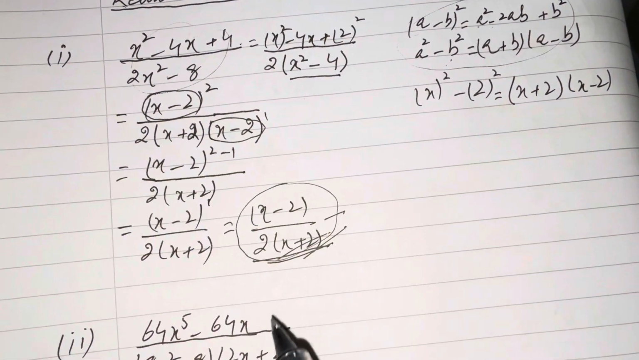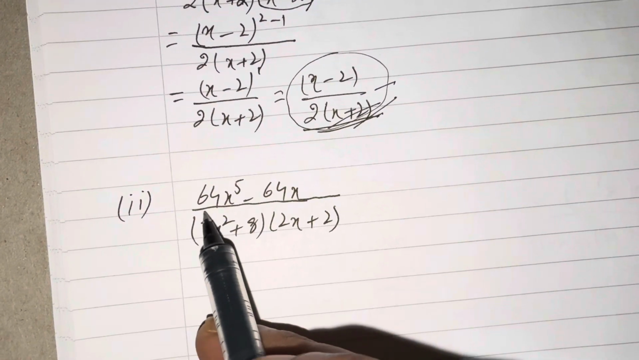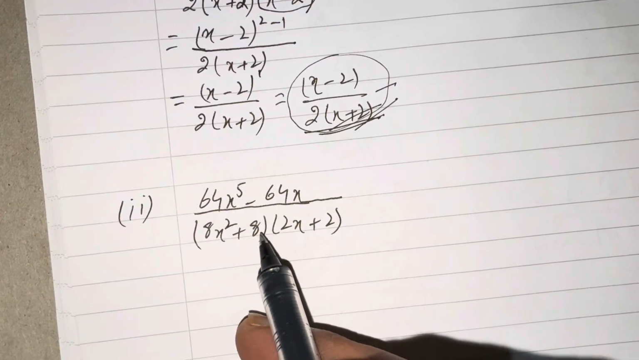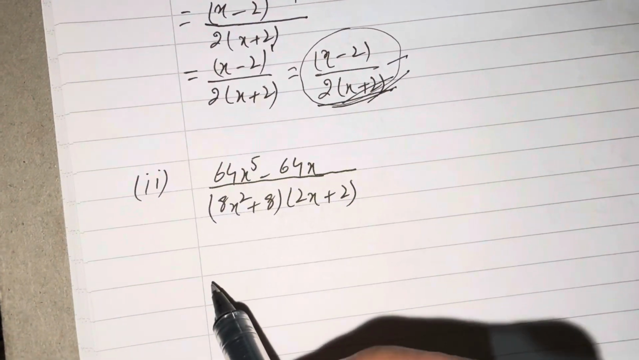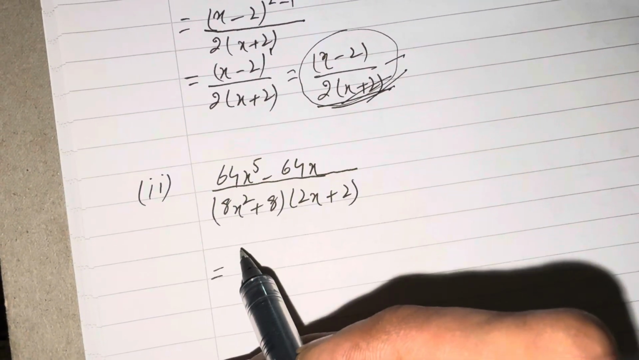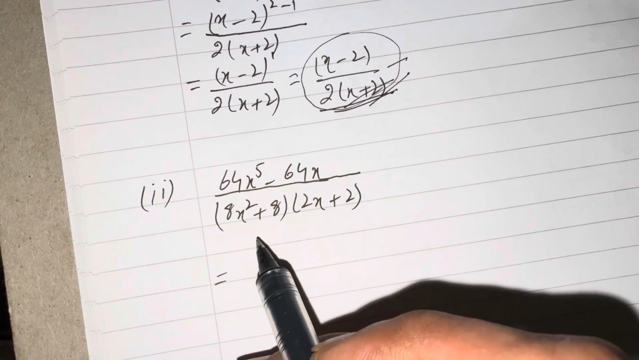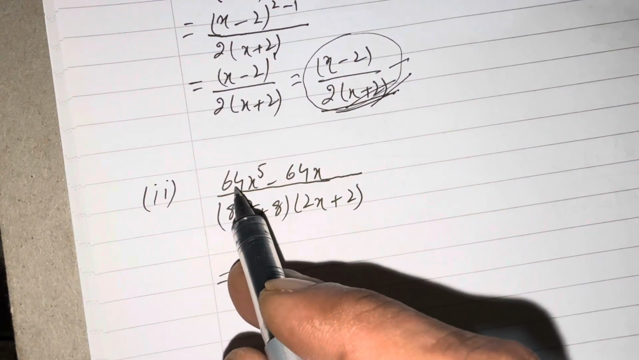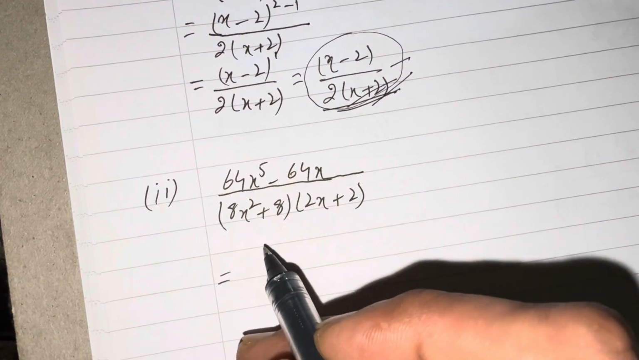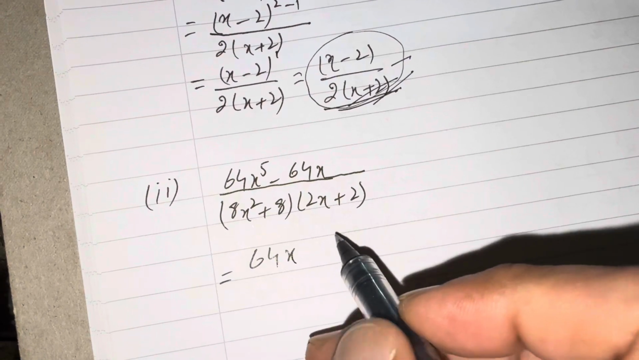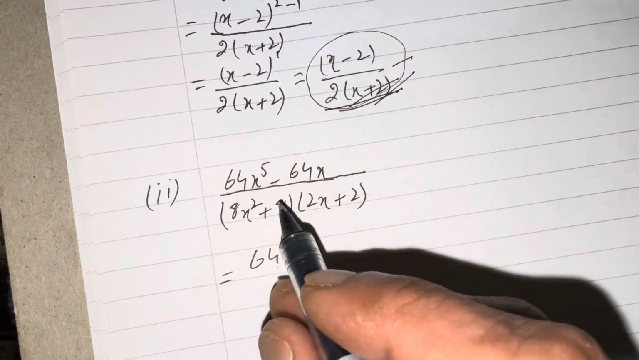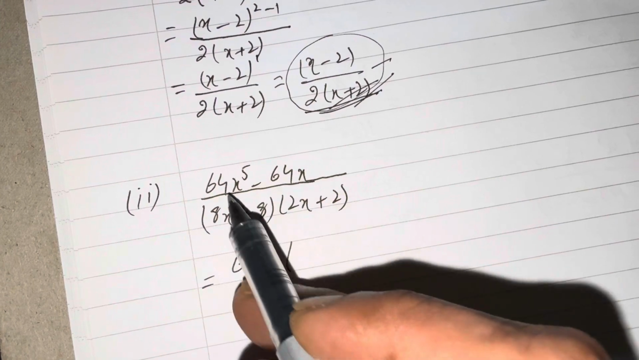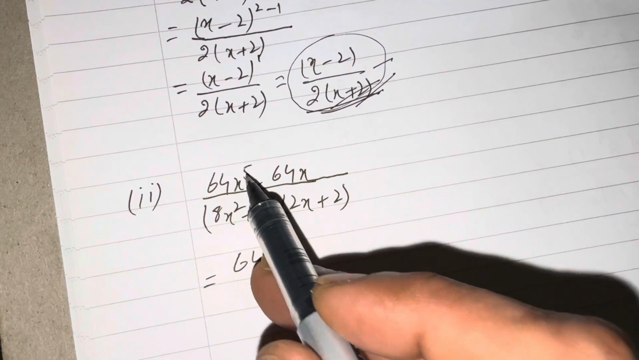So similarly, take another example that I have already written over there: 64x raised to power 5 minus 64x divided by 8x squared plus 8 into 2x plus 2. So let's start. How can we simplify? First we have to do a couple of steps. First we will see whether there is anything common in these two terms. You can see 64 and x are common in these two terms. So you will take 64x common from these two terms. In the bracket you will get 64, ones are 64, and from x raised to power 5, x has come out.